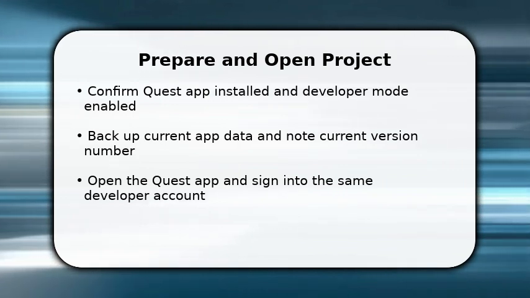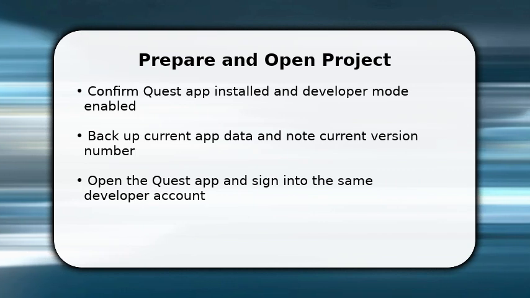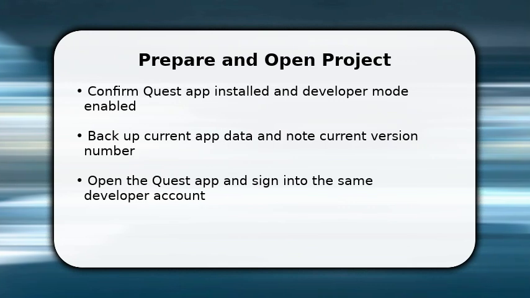Now open the Quest app, sign into the developer account, and navigate straight to the app listing. This first step locks in safety and gives you context. Once done, you'll be ready to pick a different version without risking your saved settings or credentials.